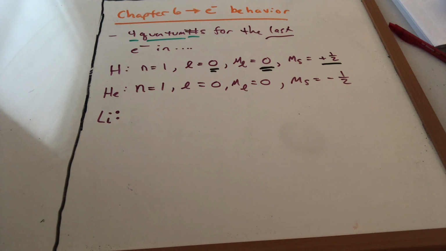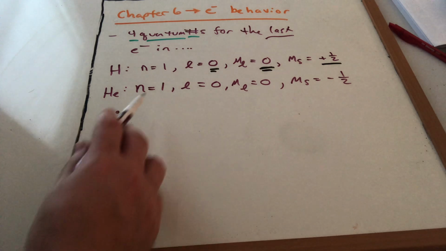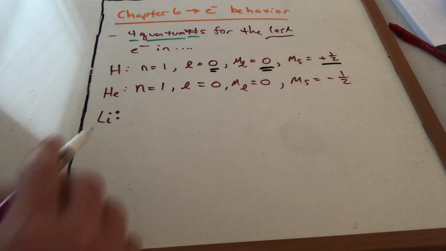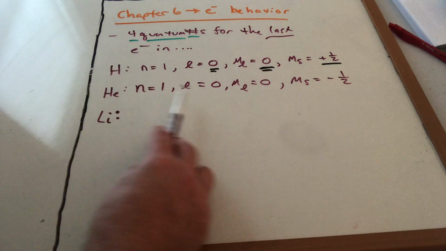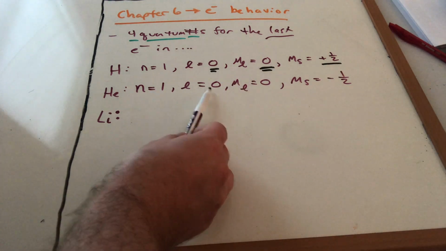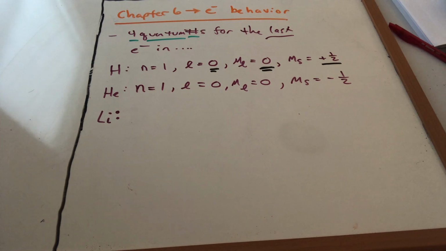Now, where does the third one go? Well, if we look for the third electron in lithium, is there any more room in this n equals 1 level? And the answer is no. For this n equals 1 level, there was an s orbital, and we filled it. Are there any more shapes in that n equals 1? Well, no, there's no more L's that are allowed, okay? And so we're kind of done with n equals 1 at this point.